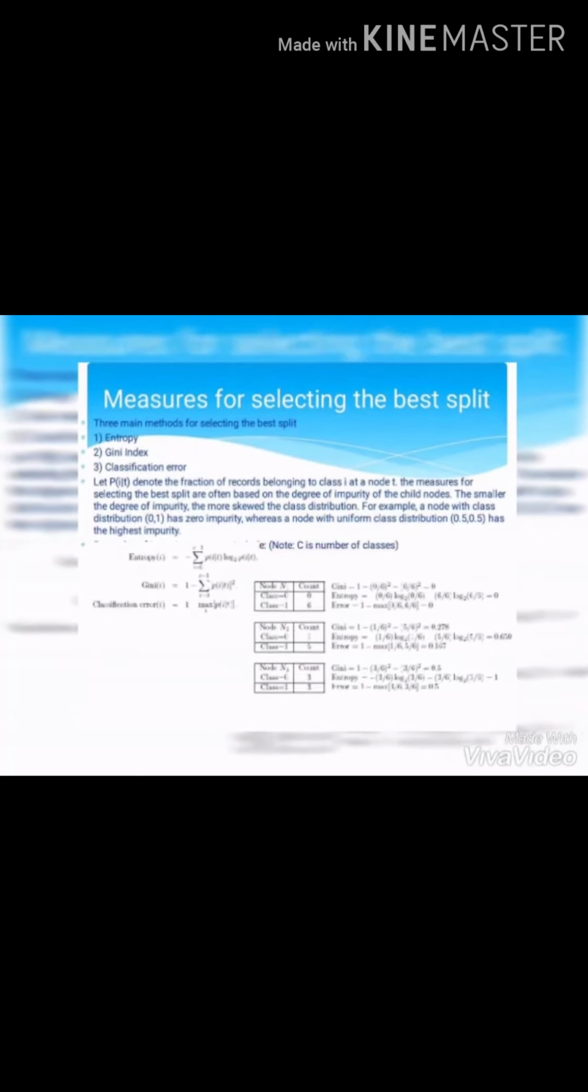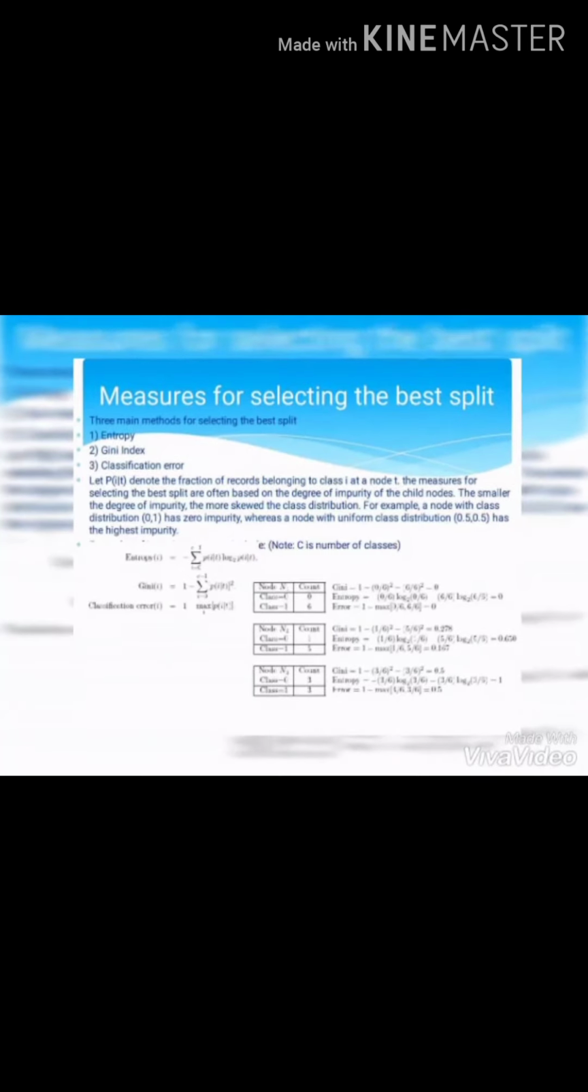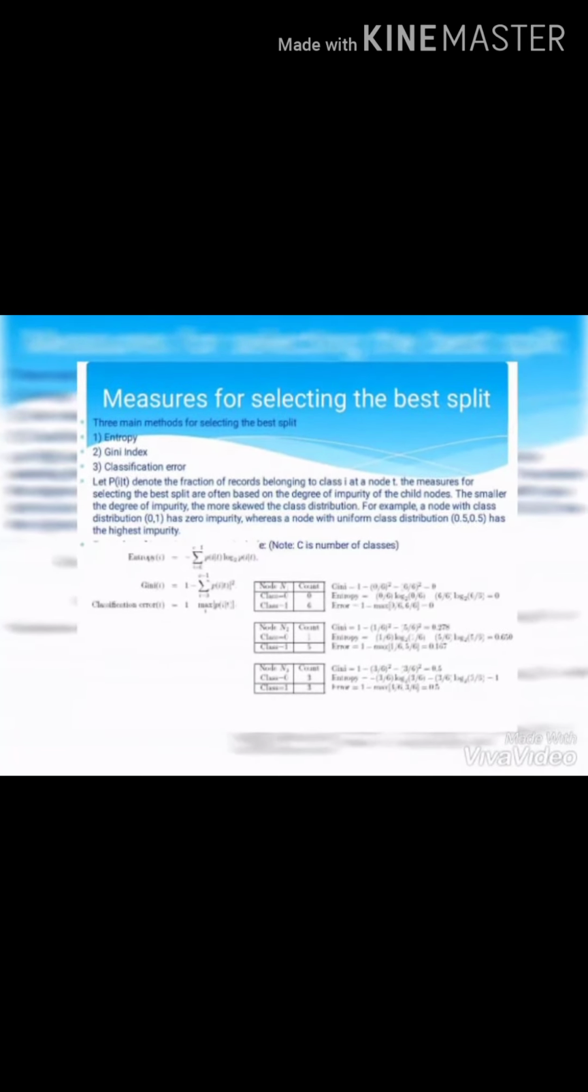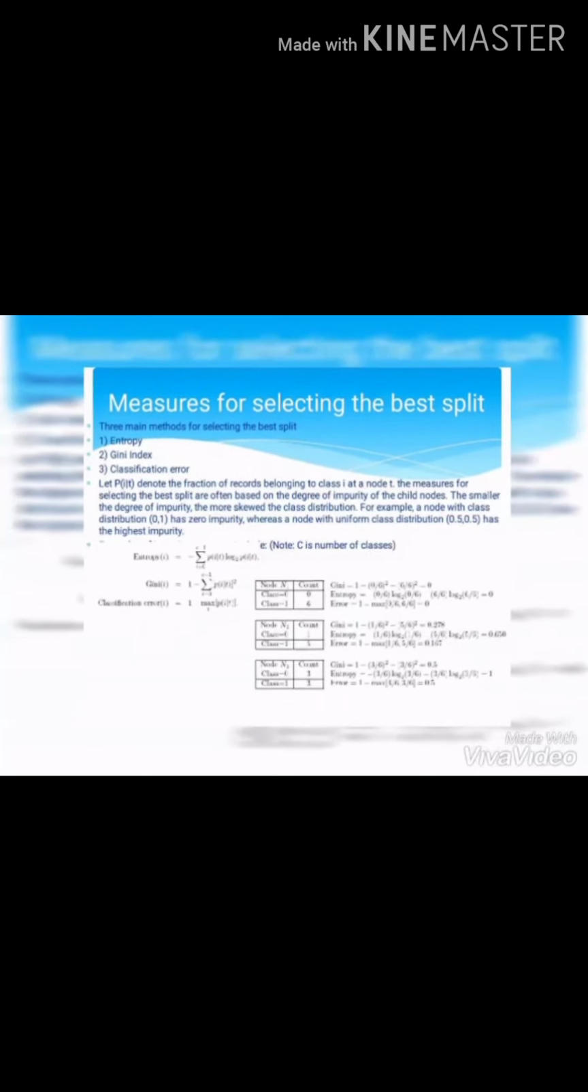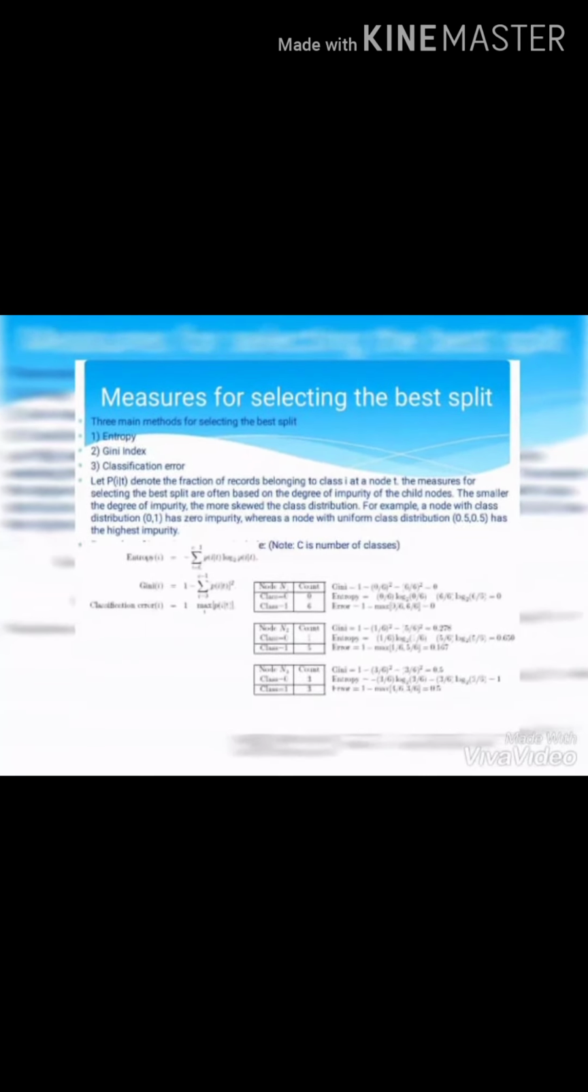Measures for selecting the best split. There are three main methods: entropy, Gini index, and classification error. Let p(i|t) denote the fraction of records belonging to class i at a node t. The measures for selecting the best split are often based on the degree of impurity of child nodes. The smaller the degree of impurity, the more skewed the class distribution. For example, a node with class distribution (0, 1) has zero impurity, whereas a node with uniform class distribution (0.5, 0.5) has the highest impurity.